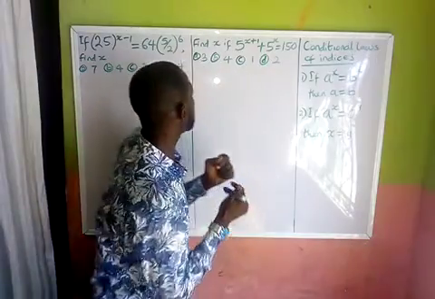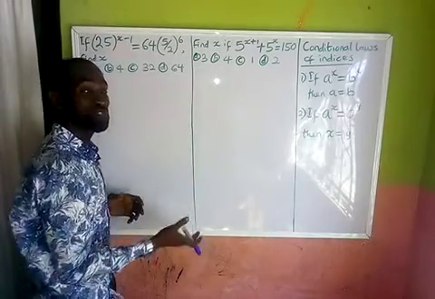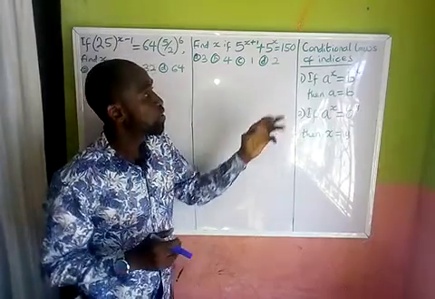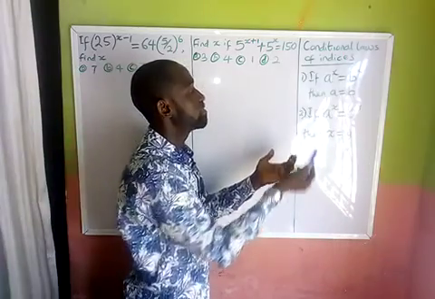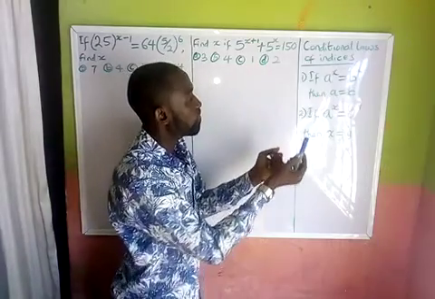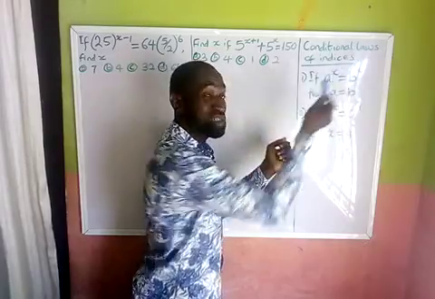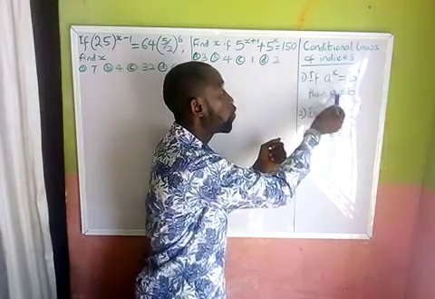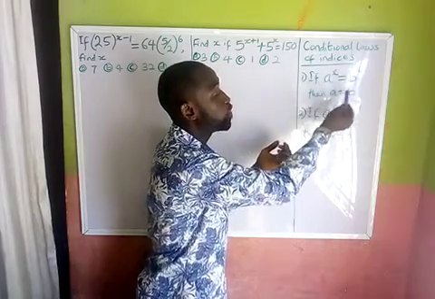Now, here we are going to be solving two questions based on conditional laws of indices. We have two conditional laws of indices. The first one: if a raised to power x equals b raised to power x, then a equals b. What is the meaning of this? It means if I have the same power but different bases, you just equate the different bases. So once we have the same power, we equate the base.